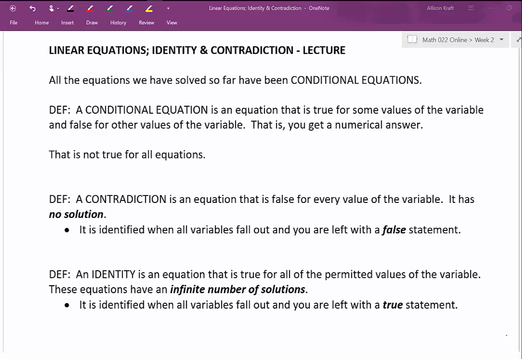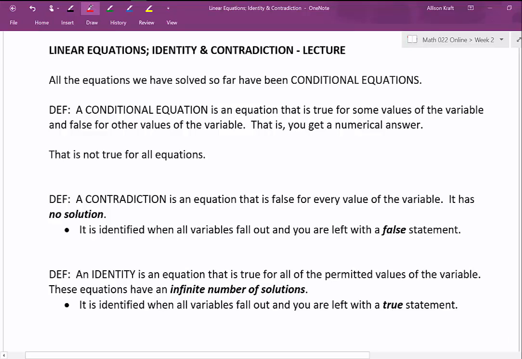In this lecture, we will be discussing linear equations that have no solution or an infinite number of solutions. All the equations we have solved so far have been conditional equations. A conditional equation is an equation that is true for some values of the variable and false for other values of the variable. That is, you get a numerical answer.